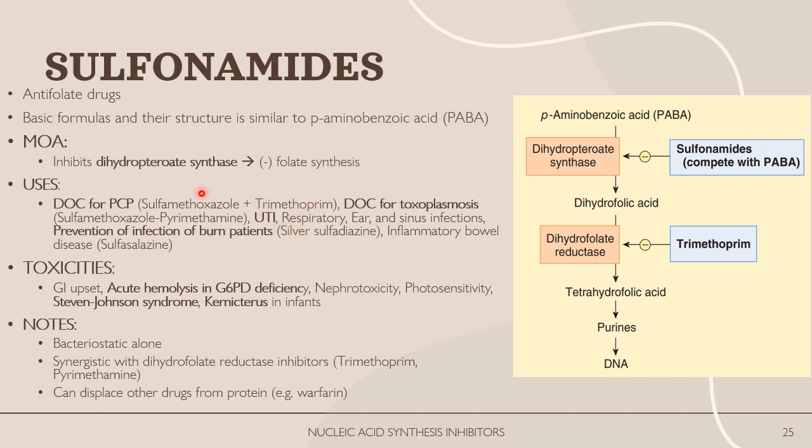Okay? Aside from that, your cotrimoxazole is also given in patients with UTI, respiratory, ear, and sinus infections caused by gram-negative rods. Okay? So like your E. coli. Next, we have your sulfamethoxazole and pyrimethamine. This is the drug of choice for your toxoplasmosis. Okay, your silver sulfadiazine is given in burn patients to prevent infection.